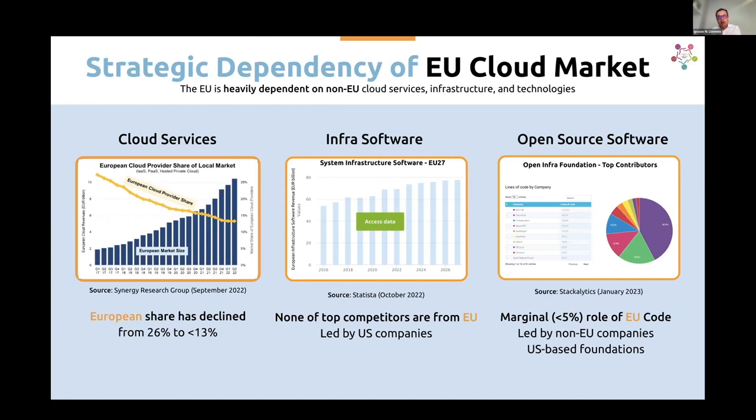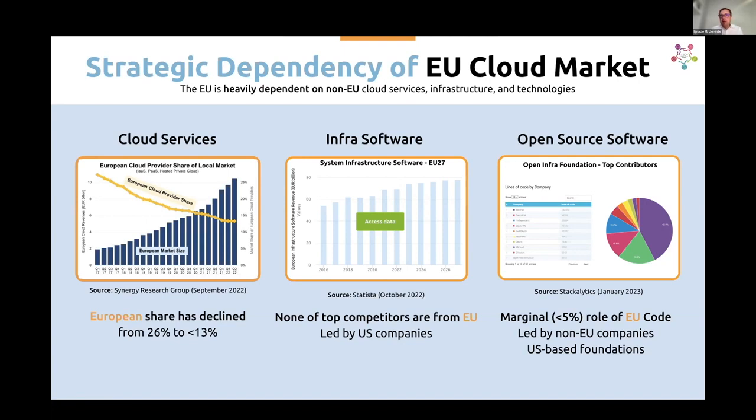If we go to open source software, you have here another table that shows the top contributors to the Open Infrastructure Foundation, which contains projects like, for example, OpenStack. In this case, you see that EU companies contribute only 5% of the code. And moreover, these projects are led by non-European companies, and all these foundations are non-European based. They are US based.